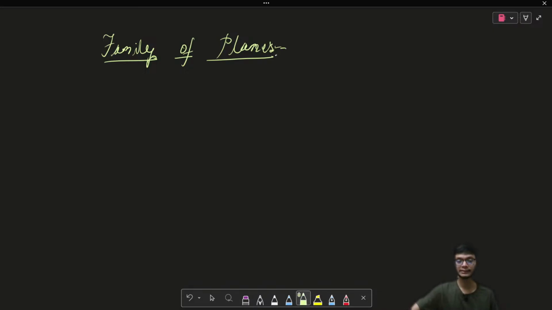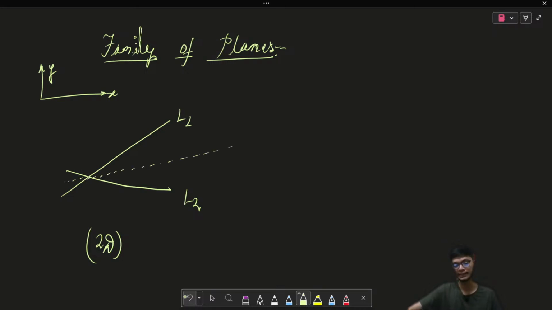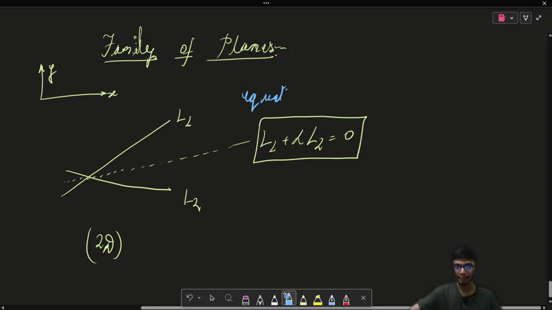As in straight lines, we have seen the family of lines in 2D. If we know two lines, let us say this is my line 1 and this is line 2 in 2D, where I have only the x and y axes, you can formulate the general equation of the family passing through the point of intersection, which can be given as L1 plus lambda times L2 is equal to 0. So this was the general equation of the family of lines.